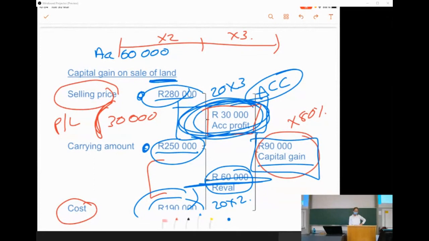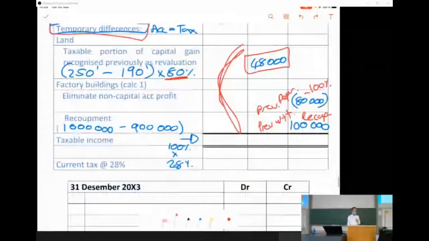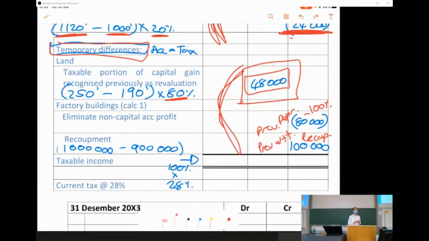So in X3, for accounting purposes, we only showed the 30,000, but for tax purposes, we are now going to be taxed on the full 90,000 in X3. So can you see that this 60,000 gives me a temporary difference? Even though it wasn't included in P&L, we've already accounted for the tax on that. And it's not included in my accounting profit, so therefore I have to add it over here in my temporary differences.